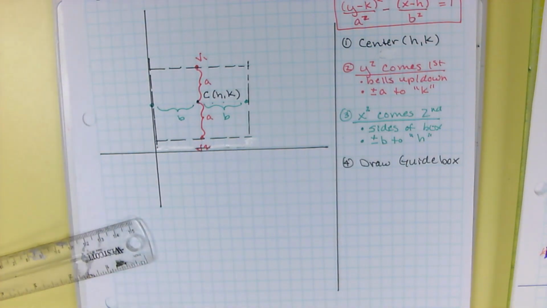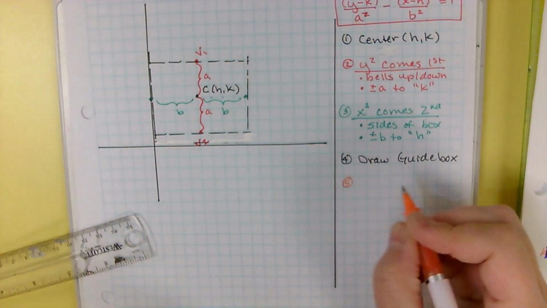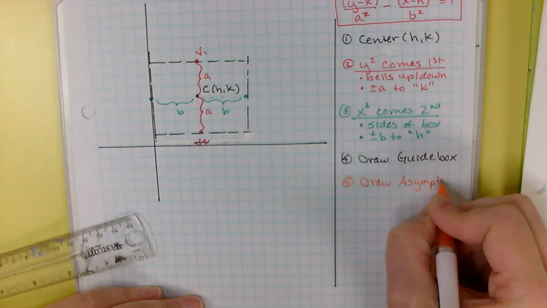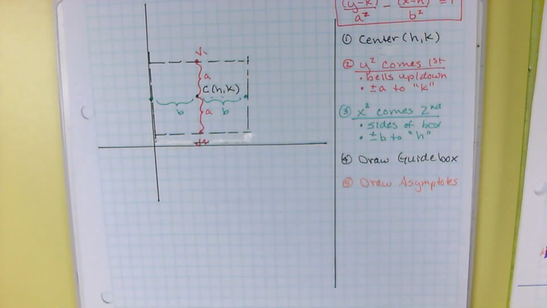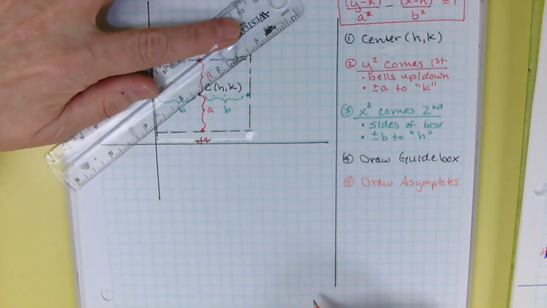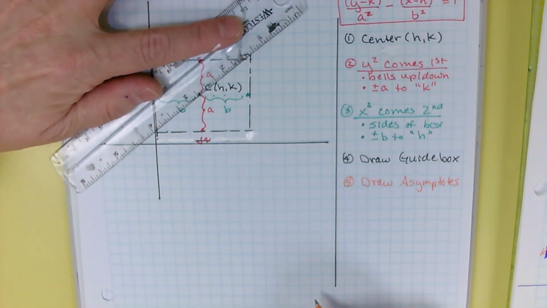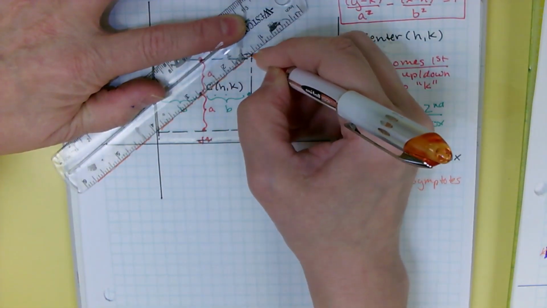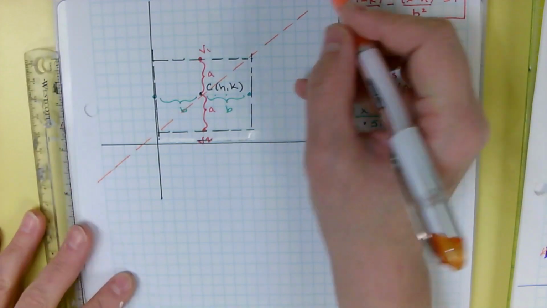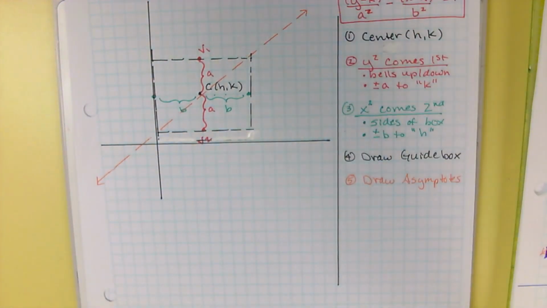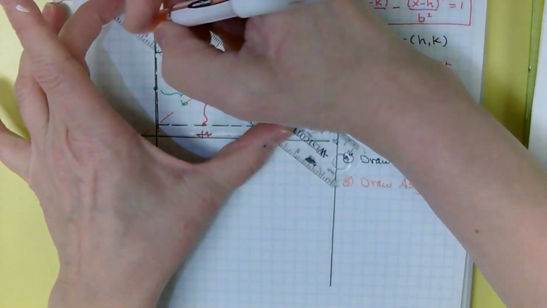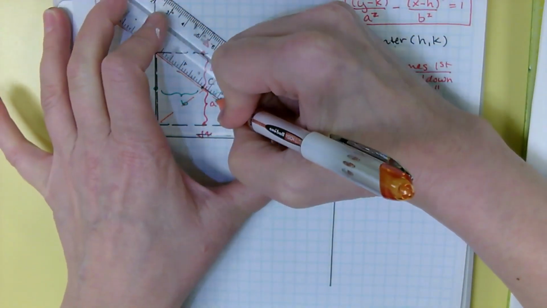Okay, so we draw the guide box so that we can draw the asymptotes. So your asymptotes go from the corner of the box through the center to the other opposite corner of the box. They are dashed. They do need to stick out further than you think they do. So go generous on the length of your asymptotes and draw them both ways: the corner of the box, the center, and the corner of the box.